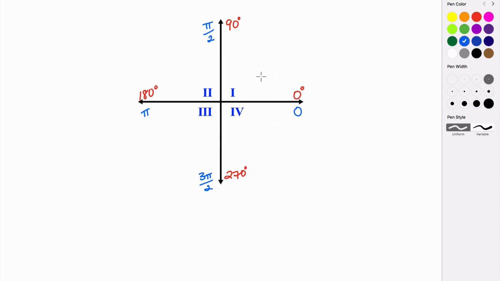So if you have an angle whose measure is between 0 and 90, it will lie in quadrant 1, between 90 and 180 in quadrant 2, between 180 and 270 it'll lie in quadrant 3, and then between 270 and 360 it will lie in quadrant 4. So we're going to use that fact to help us draw angles in standard position.